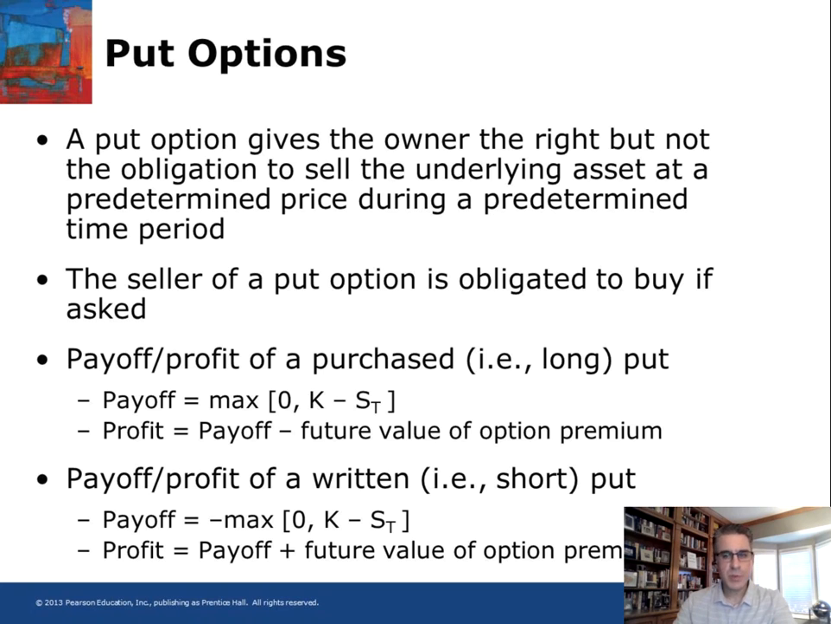The payoff of a purchased put, or a long position in the put, is the greater of zero or the strike price less the asset price. So here, the option will be exercised if the asset price is less than the strike price. So a put holder is hoping that the asset price declines. The profit of a purchased put, just like that for a purchased call, is the payoff minus the future interest-adjusted value of the premium paid for the put. So the profit is calculated exactly the same way as for a call. It's just the payoff component that's different. And finally, just like for a call, the payoff and profit amounts for a written put are simply the negatives of those for a purchased put.